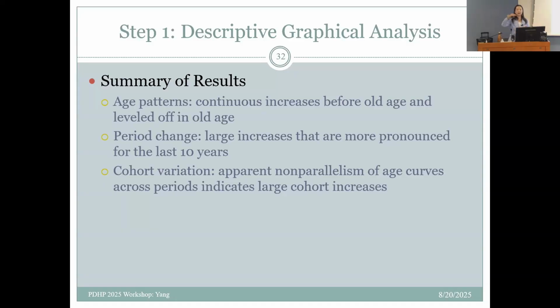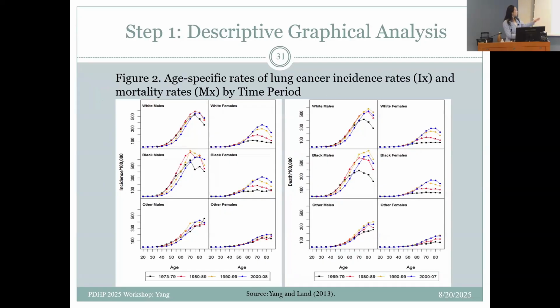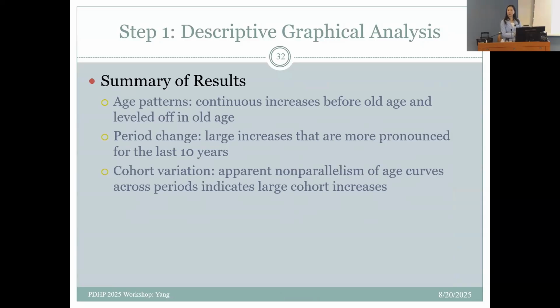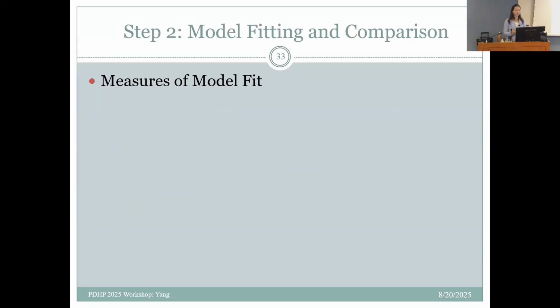So in a way, non-parallelism of age curves across time periods indicates an age by period interaction, and it's an alternative interpretation of cohort effects. What the graphs show is large, clear signs of non-parallelism across these period-specific age curves. So you can tell there's something going on with cohort variation. They show increases, but let's see if we get the same results after we fit the models.